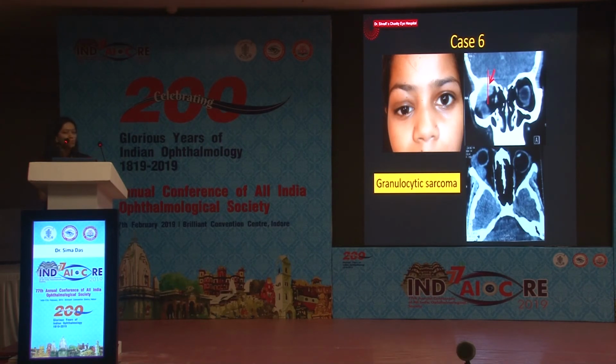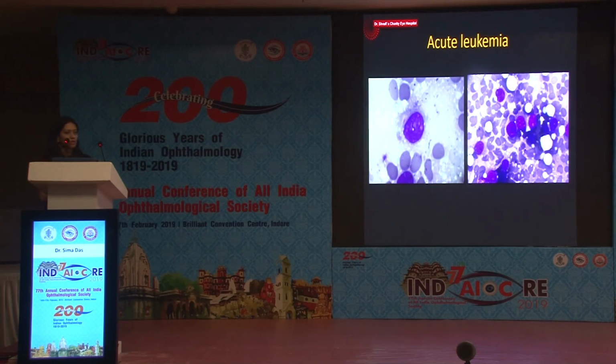So on intraop, what we found was a bluish, greenish appearing tumor, which is typical of a granulocytic sarcoma, which is a localized form of acute leukemia. So ultimately, on bone marrow evaluation, this girl's bone marrow was positive for AML, and she was treated on the same line of leukemia protocol.